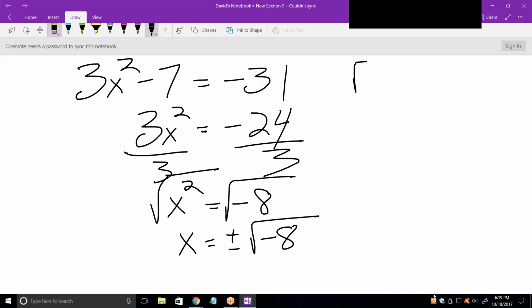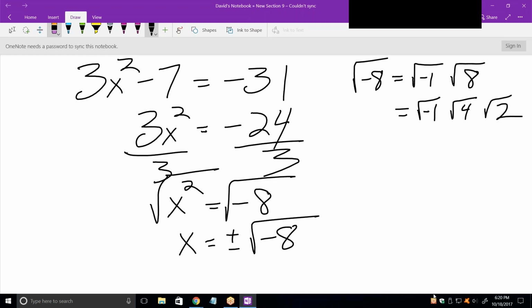Now let's look at the square root of negative 8. Well, that's clearly negative 1 times 8. But what about 8? Are there any factors of 8 where one of the factors is a perfect square? Yeah, 4 and 2. So that's equal to i times the number 2, and that's still square root of 2. So my answer is going to be plus and minus what? How do I write that answer?